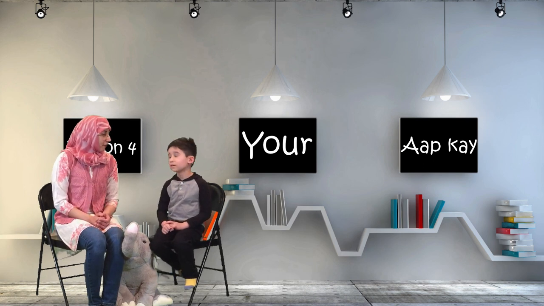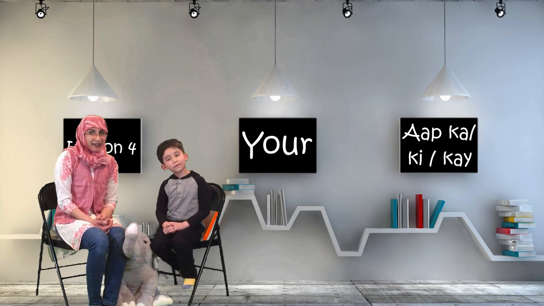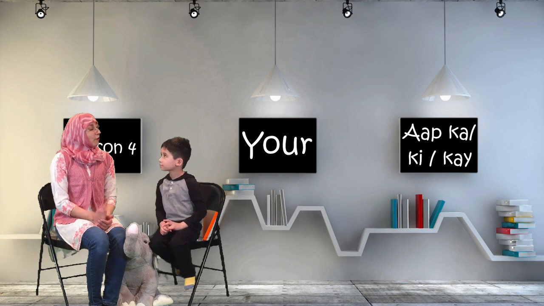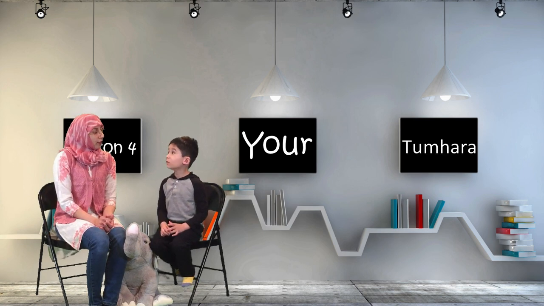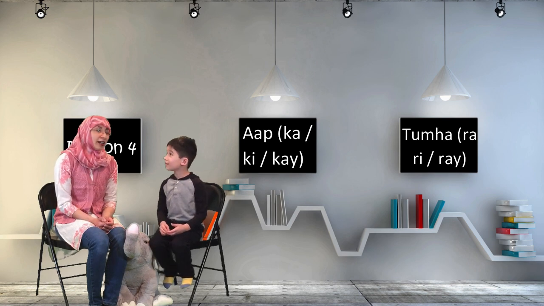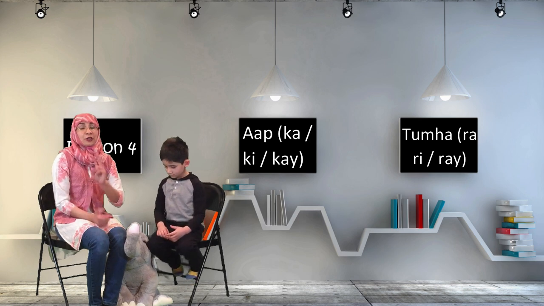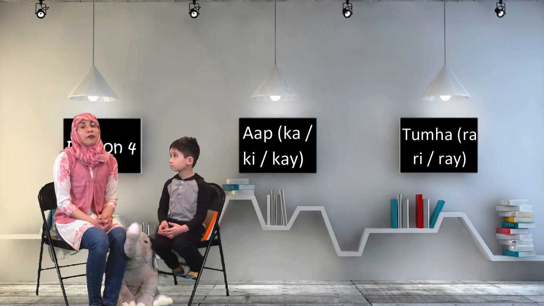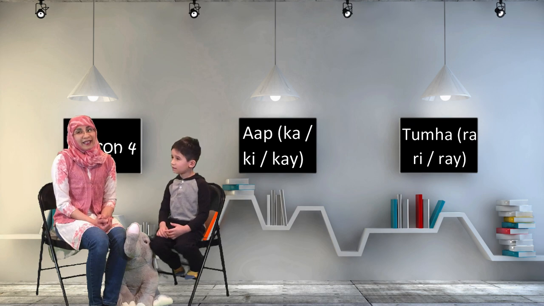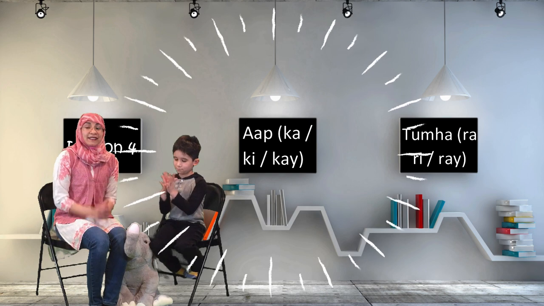Can you tell your friends? Look at your friends and say aapka. Aapka, aapki, aapke. Good. All right, and what was the other word for your? Tumhara, tumhari, tumhare. So there are two ways to say your in Urdu: aapka, aapki, aapke, and tumhara, tumhari, tumhare. Yay, we did it. So that was lesson number 3.